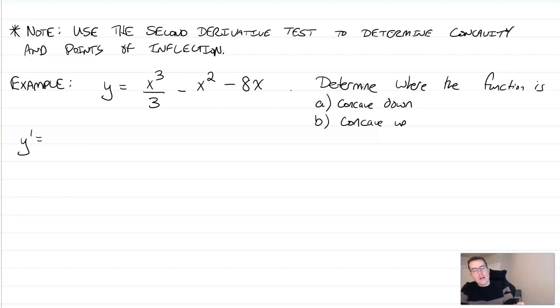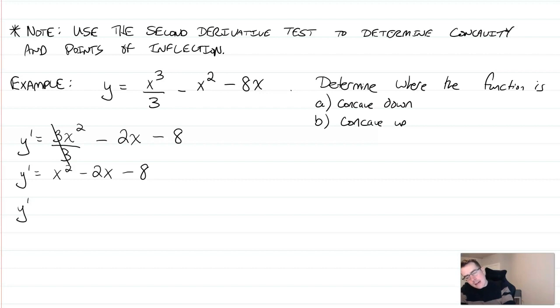Okay, so we're going to use our derivative here. So we're going to do the power rule. Bring your 3 down in front. So that's going to become 3x squared over 3 minus 2x minus 8. Now 3x squared over 3, that's just going to become x squared. So my derivative is x squared minus 2x minus 8.